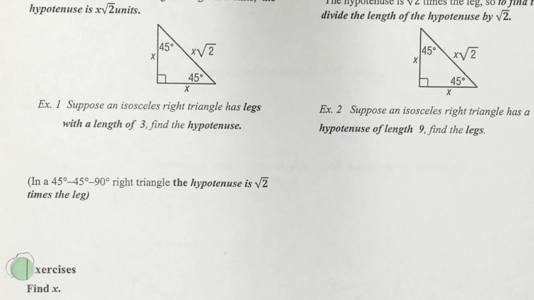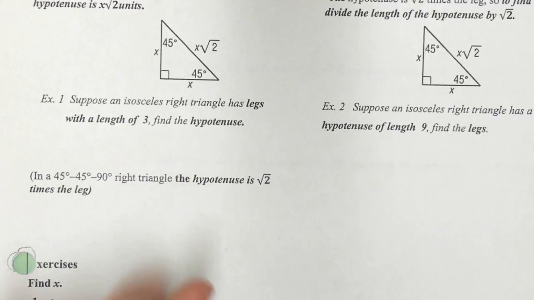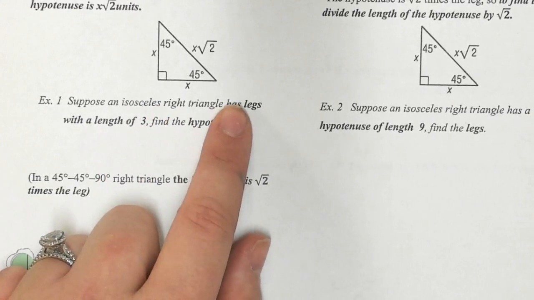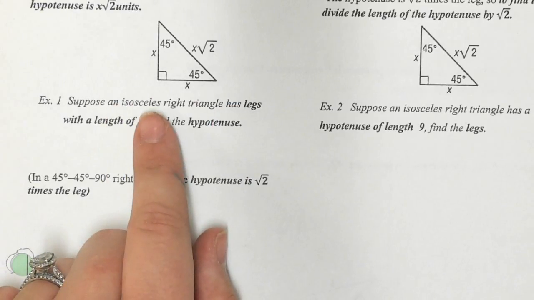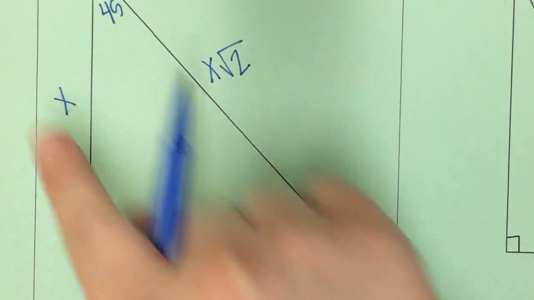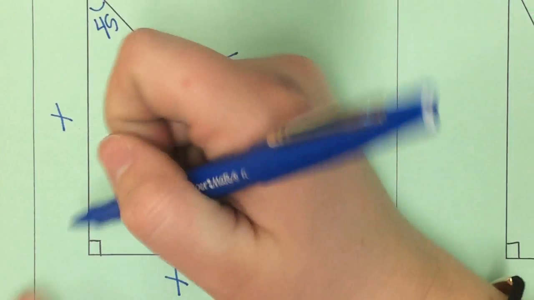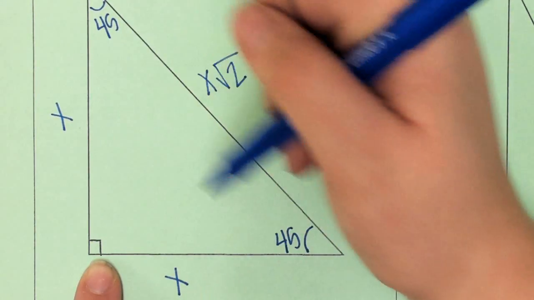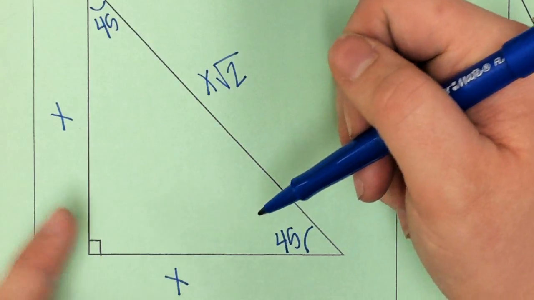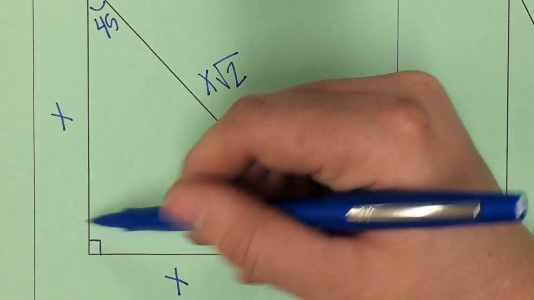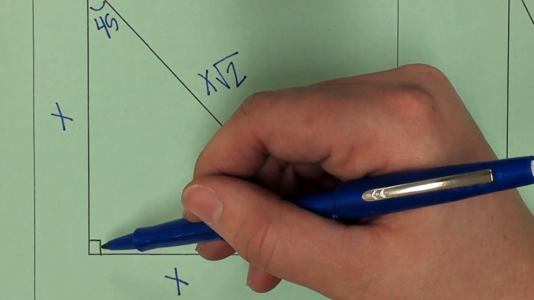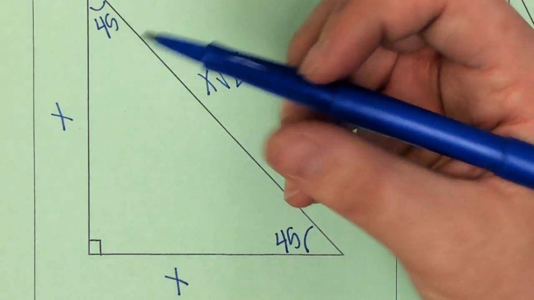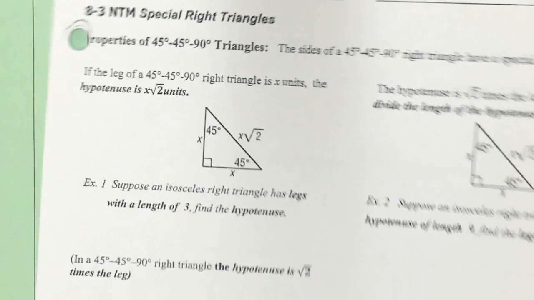Alright, example 1. Here's example 1. Suppose an isosceles right triangle. Isosceles. That means that these two legs are the same. If it's a right triangle and it's isosceles, the only other option is 45, 45. So if it tells you it's a right triangle, then I know 90 degrees are taken. How many degrees are left? 90, which splits down to 45 and 45.